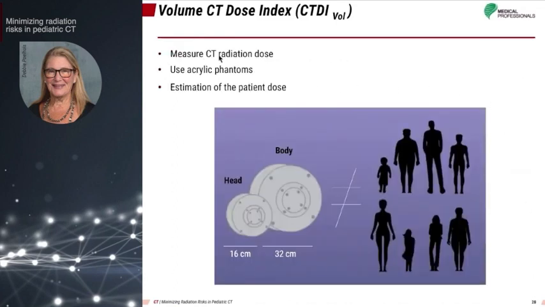The volume CTDI, a derivative of the CTDI, can be used to express the average dose delivered to a scan volume for a specific examination. The volume CT dose index measures the radiation dose output of a CT scanner and is a comparison metric for different types of CT scans and scanners.